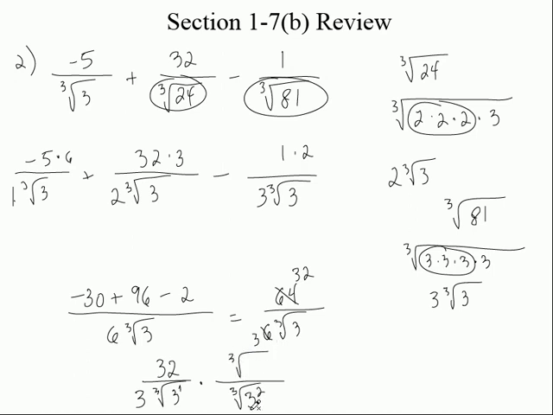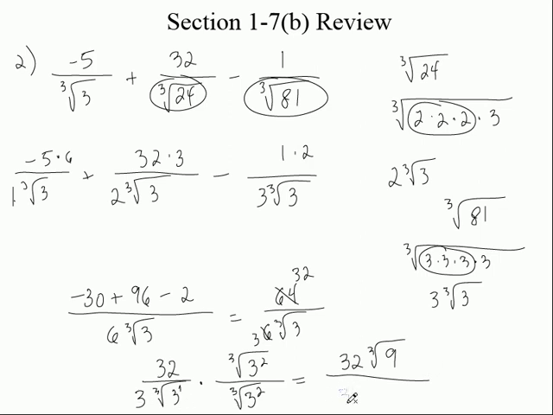Now, whatever I do to the bottom, I also have to do to the top. We're almost there. Almost. I can feel it. All right? So let's see what we got. We got 32 times the cube root of, let's just multiply that together, 3 squared is 9. All right, what about the bottom?